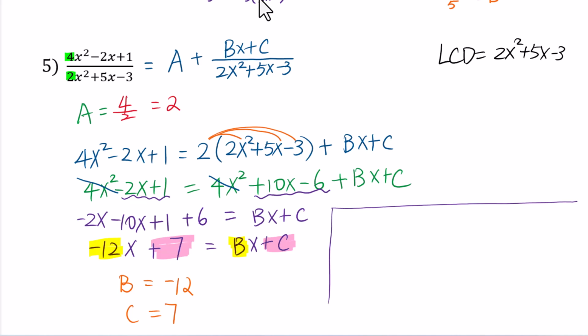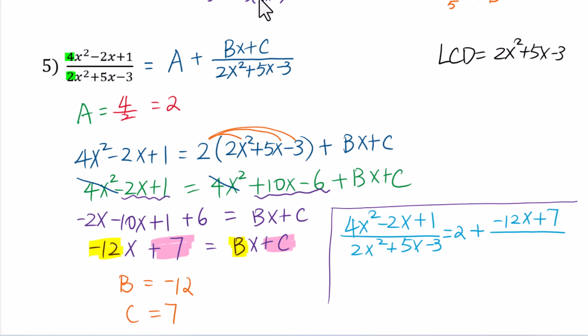The final answer: 4x squared minus 2x plus 1 over 2x squared plus 5x minus 3 equals 2 plus negative 12x plus 7 all over 2x squared plus 5x minus 3. Then you can change this into partial fractions.